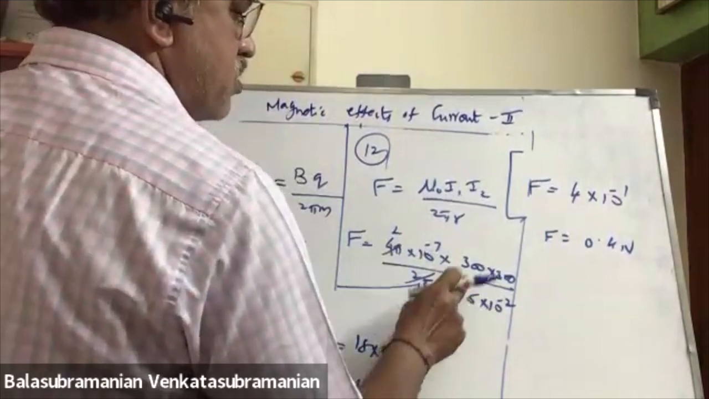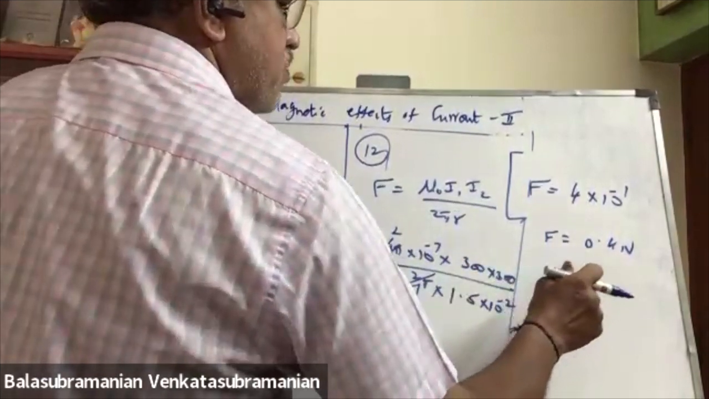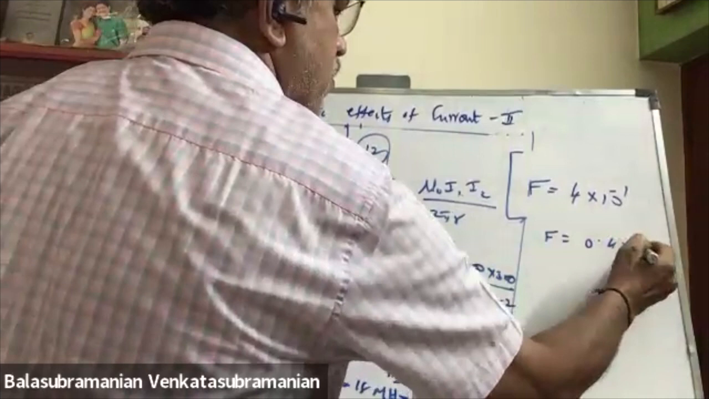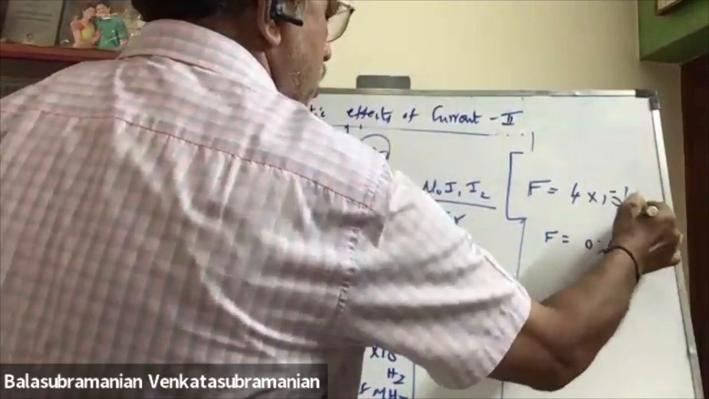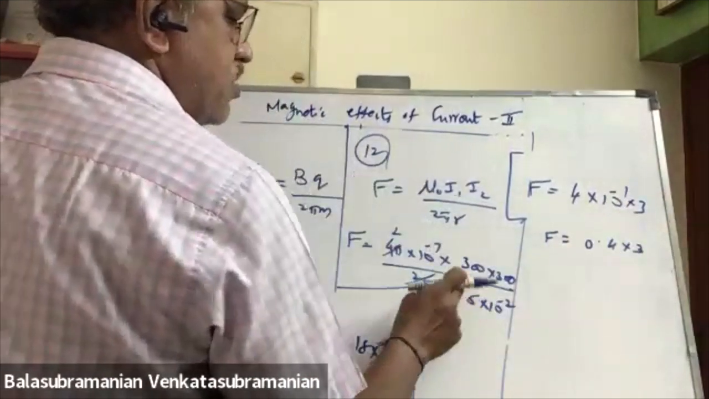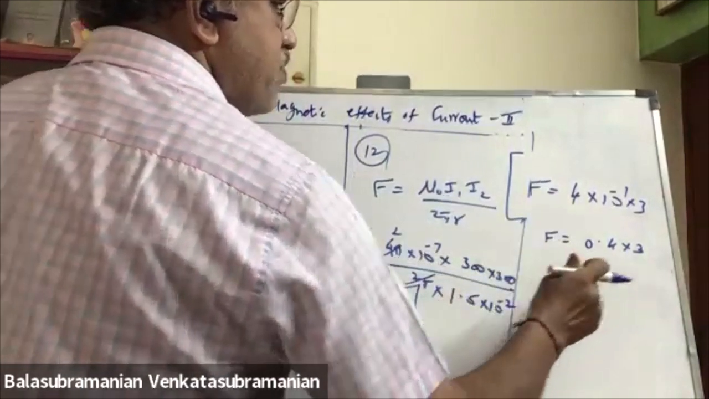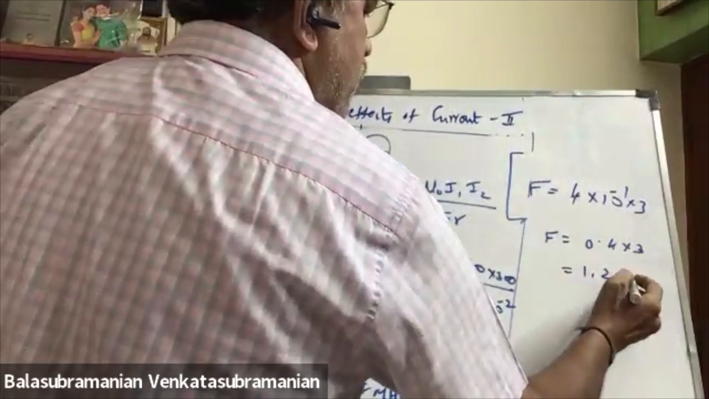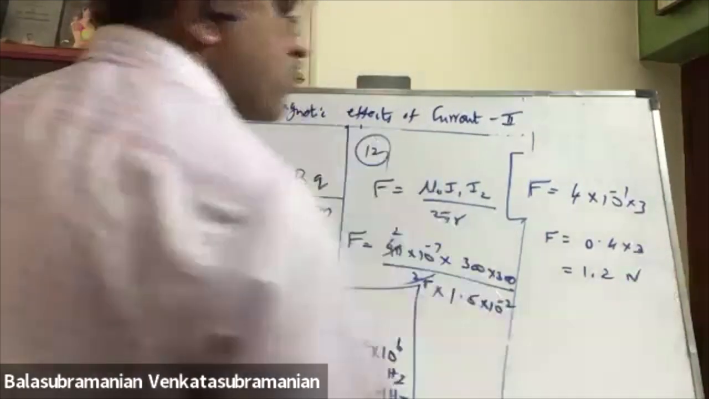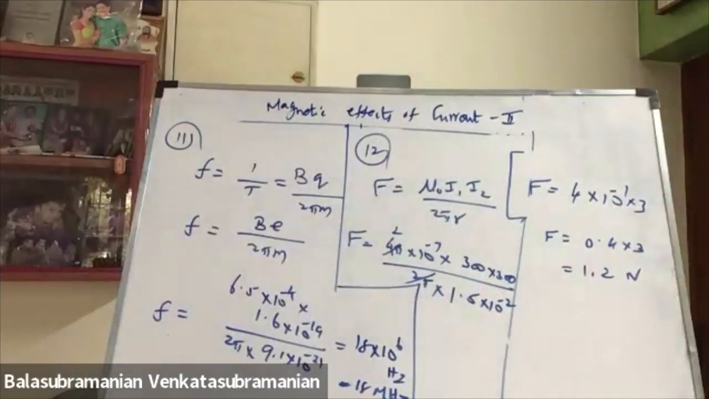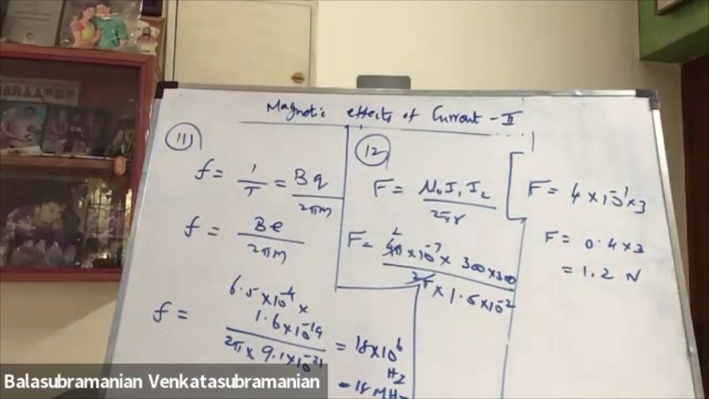One more 3 is there. This is 2 times. This is 2 times. 2 into 2, 4. 4 into 3, 12. So 1.2. 1.2 Newton is the Newton per meter.